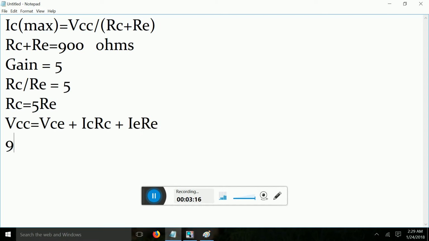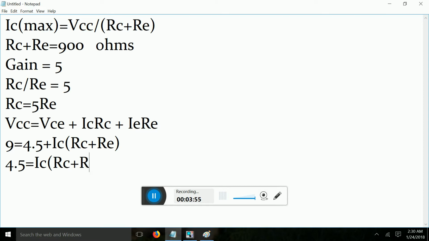As we know VCC is 9 volt, VCE must be 4.5 volts, and IC and IE are nearly equal because IB is very small. So we can take IC as common and write RC plus RE. So 4.5 equals IC times RC plus RE.